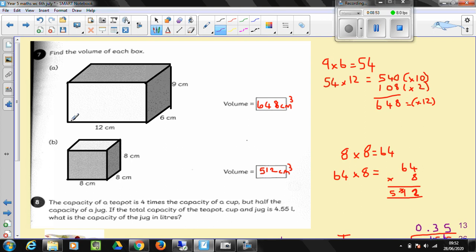So for the first question, I did 9 times 6, which is 54, and then 54 times 12. And because it's volume, you need to remember to put centimetres cubed. I did 8 times 8, and then I times it by 8, and you need to remember to put centimetres cubed.